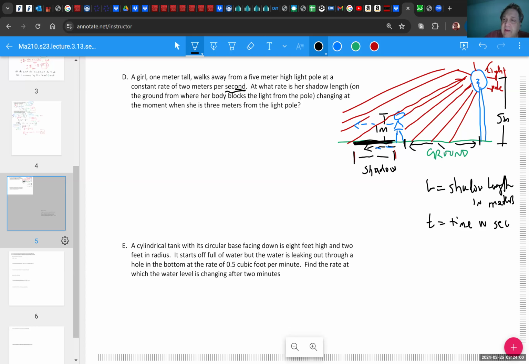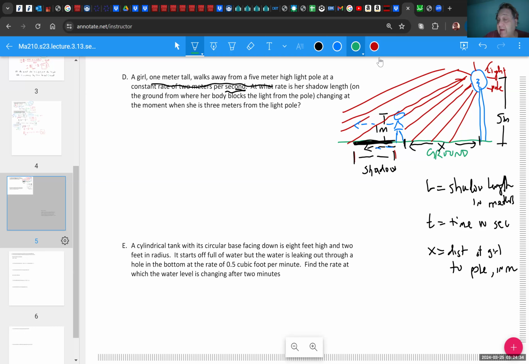I don't want to call it D, I'll just call it X. X is equal to the distance of the girl to the pole, and that's again measured in meters. We need that because we're told that she's walking away from this light pole at a rate. So we're told that the distance she has from the light pole is changing. That is telling us something about her distance, and we need a variable to represent the distance.